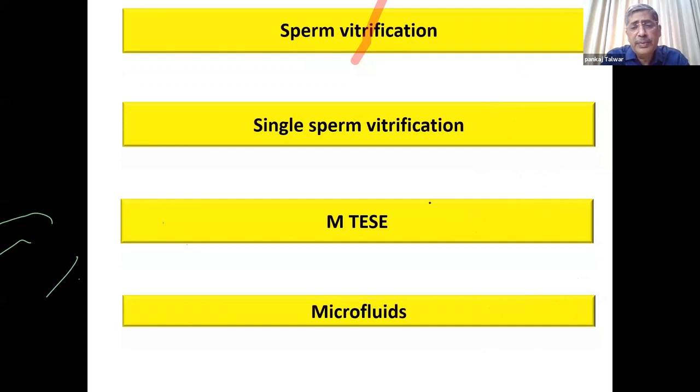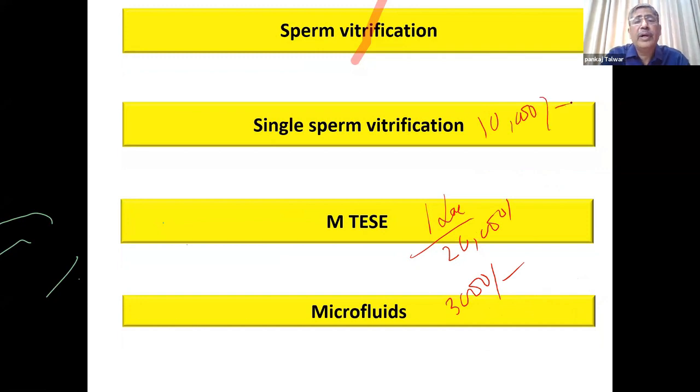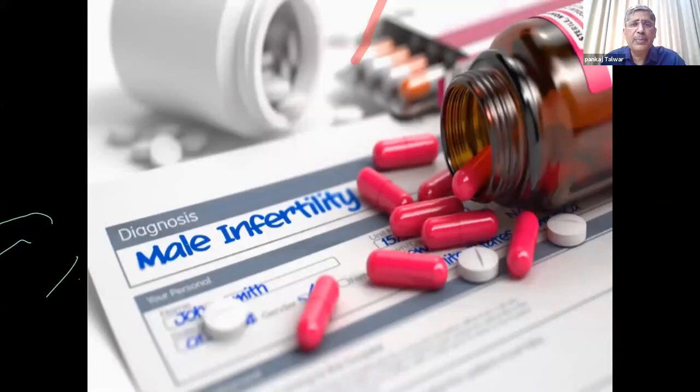Micro TC costs 1 lakh rupees. Other small surgical sperm retrievals may cost around 20,000 rupees. Microfluidics may cost you around 3,000 rupees. Is it worthwhile for the patient? Single sperm vitrification, is it worthwhile for the patient, spending 10,000 rupees for this procedure in case required? So there are multiple things happening to the men, and sperm vitrification, does it help? Multiple things come to our mind, and let's see them one by one.